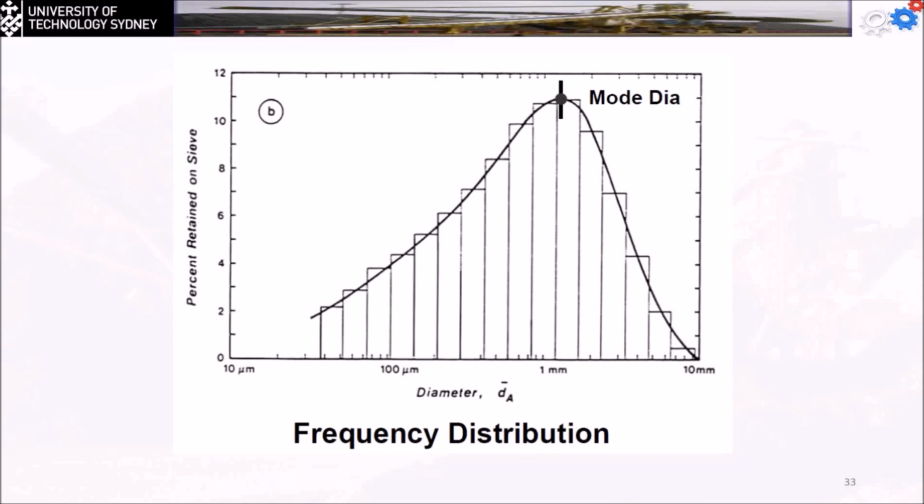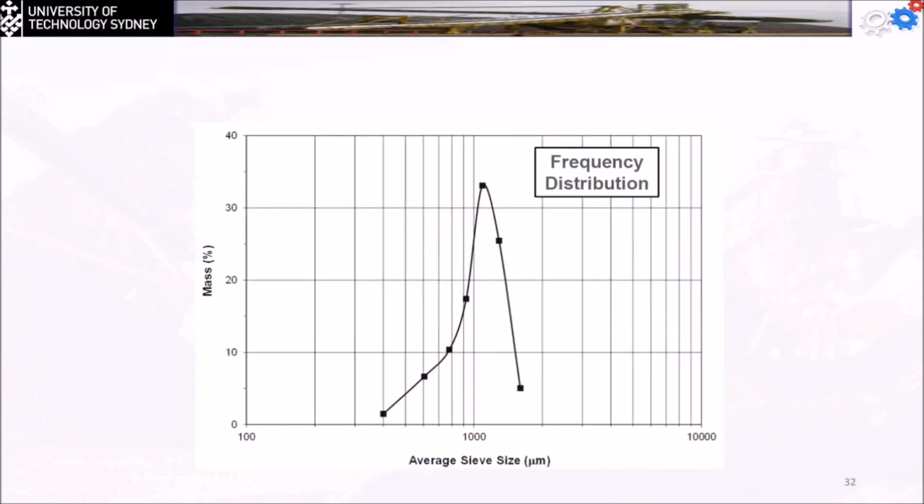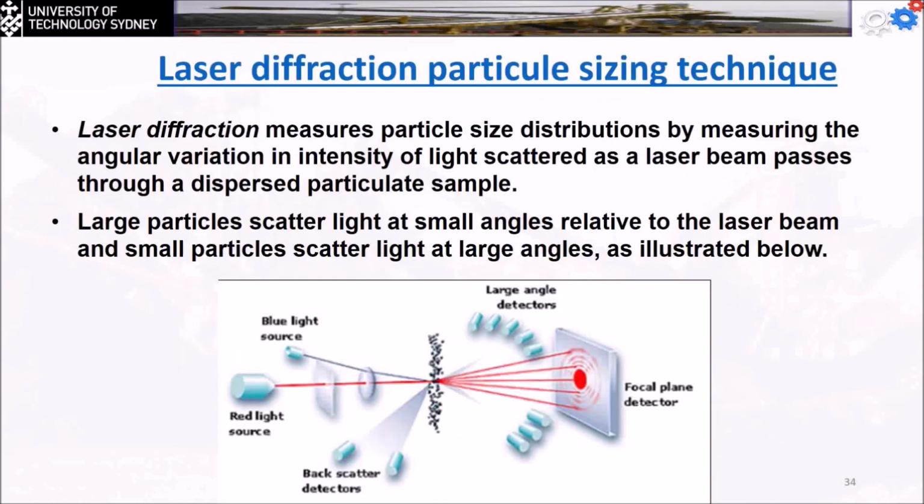Now, if the size is much smaller, we cannot use the sieve, for example, for powder. So we go for a more advanced procedure. We list many technologies here.